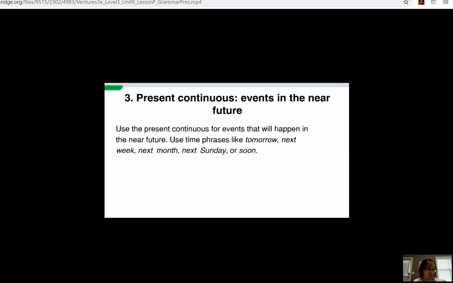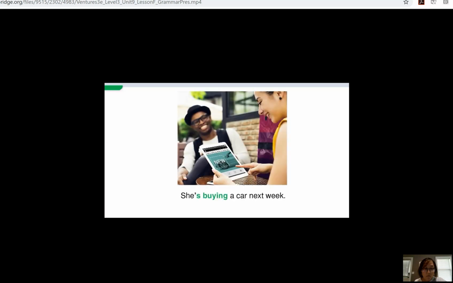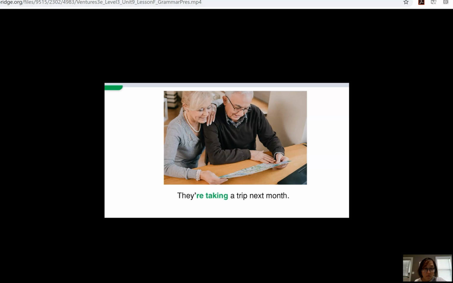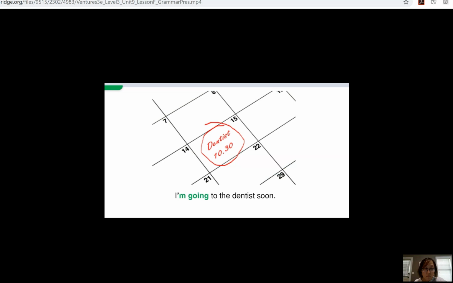Present continuous, events in the near future. Use the present continuous for events that will happen in the near future. Use time phrases like tomorrow, next week, next month, next Sunday, or soon. He's visiting his mother next Sunday. They're moving to Florida soon. She's buying a car next week. They're taking a trip next month. I'm going to the dentist soon.